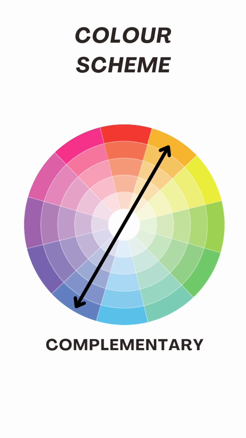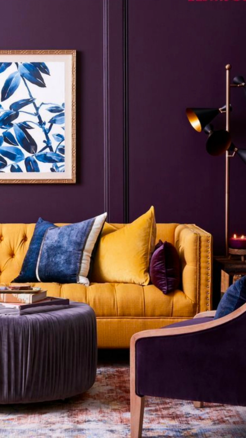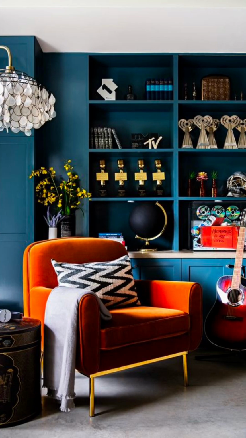The last one is the complementary color scheme. This is a combination of 2 colors that are opposite each other on the color wheel. This creates a bold and dynamic look with the contrasting colors. These color schemes are commonly used to create a vibrant atmosphere. It's important to balance the use of each color and incorporate neutral elements to avoid overwhelming the space.